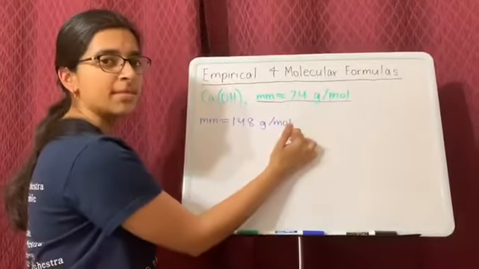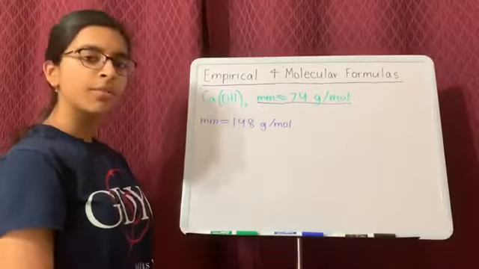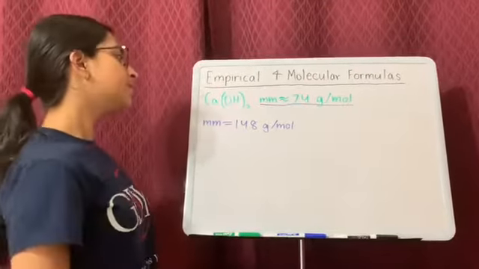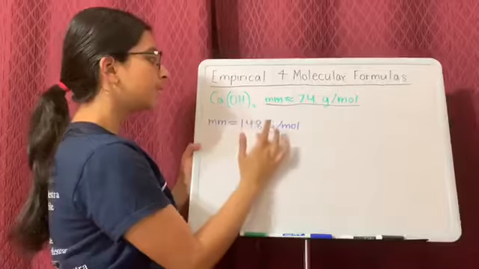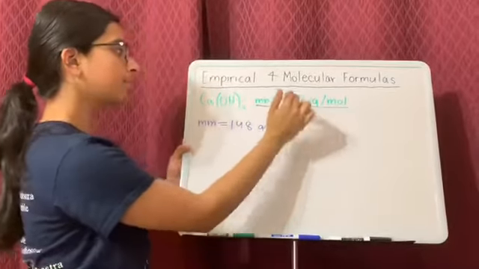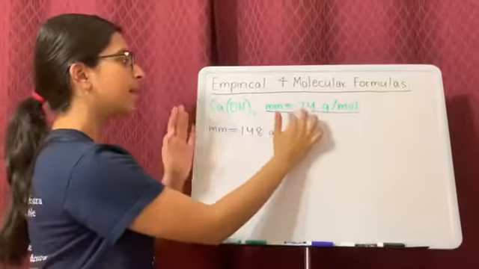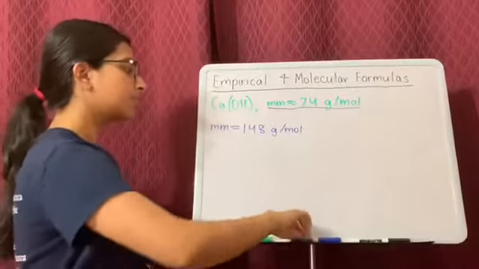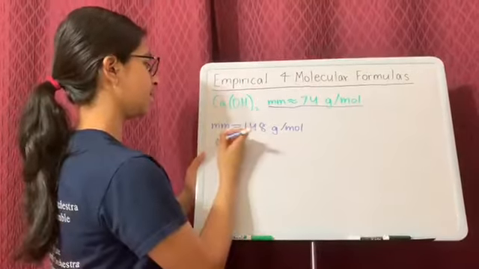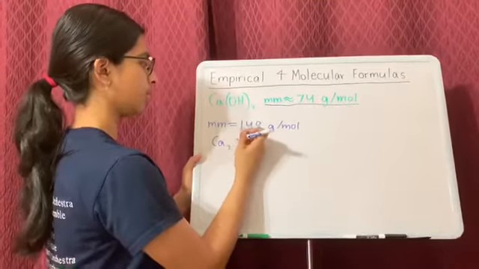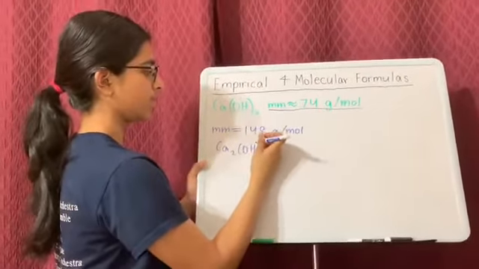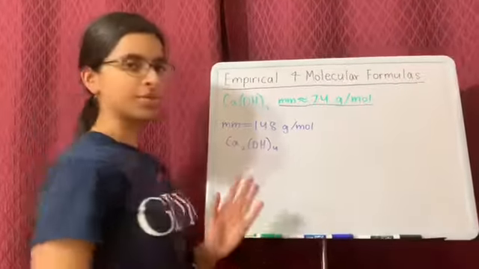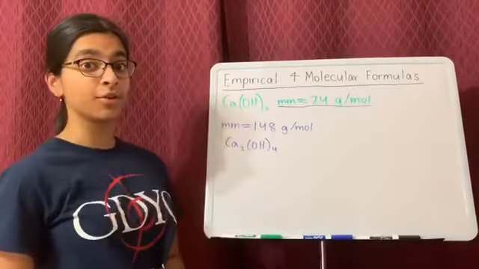Now this is not the same. So that's when we know that the empirical formula and the molecular formula are going to be different for that compound. And we just look at this logically. 148 is twice of 74. So that means we need to multiply this formula by 2 in order to get to the actual formula. So the actual formula in this case would be Ca2OH4. Like I said, I don't think this actually exists, but it's just an example to show you how you would find the molecular formula.